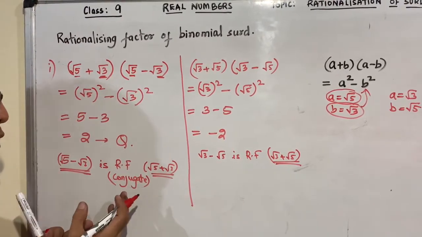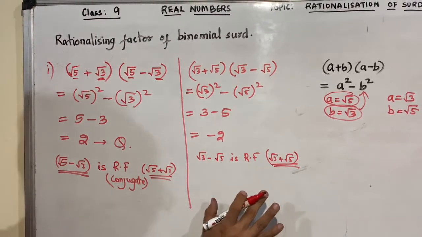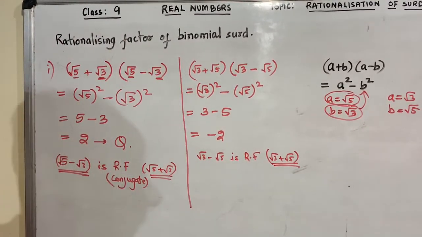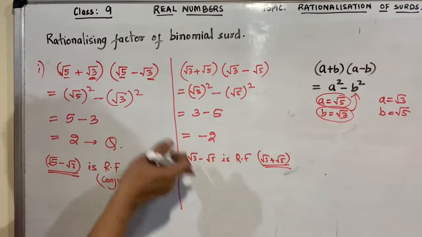So this is the question. There are an infinite number of rationalizing factors of surds or binomial surds, and we want the simplest form of the list.